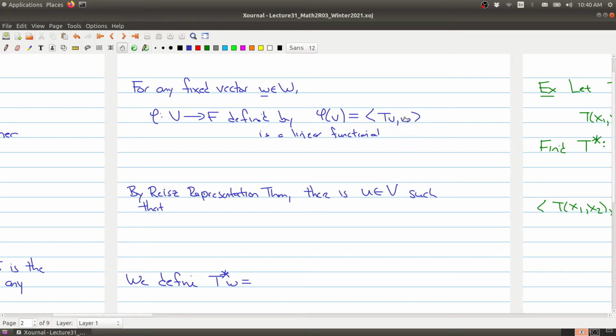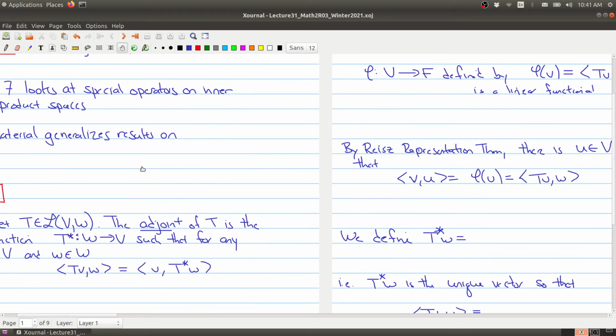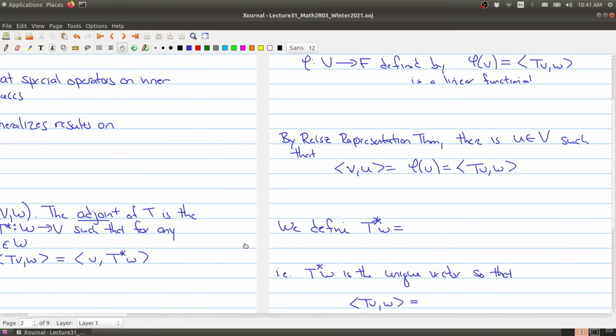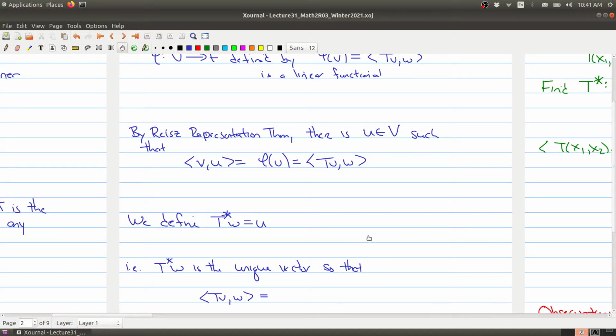Okay, so now this is a linear functional, and this element here is inside of F, but we're using the inner product in W. But now, by the Riesz representation theorem, we know that because this is a linear functional, there's a vector u such that the inner product of v with u is equal to phi of v, which is defined to be this function, the inner product of Tv with w. Okay, so the Riesz representation says there's some vector u, and so how does this map T star work? So T star associates to each vector in W a vector in V, and which vector does it associate to? We define T star w to be this u given by the Riesz representation theorem.